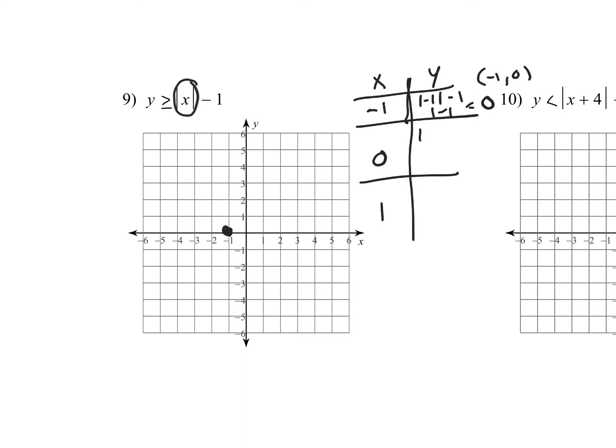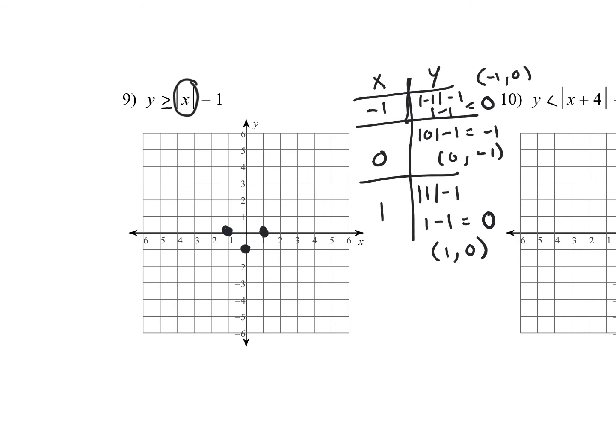Now I plug in 0. What's 0 minus 1? So my point here is 0, negative 1. So stay on 0, go down to negative 1. And then I plug in 1. What's 1 minus 1? 0. So I plugged in 1 and got 0. So go to the right 1, stay on 0.